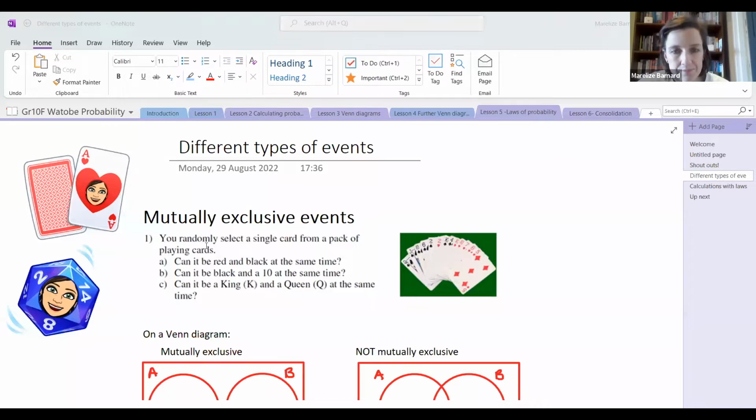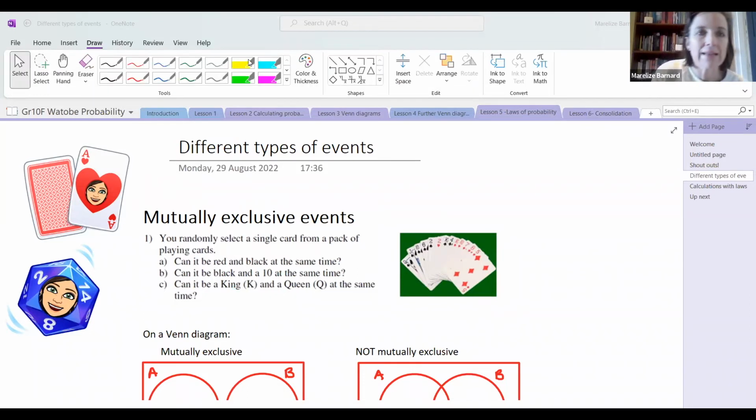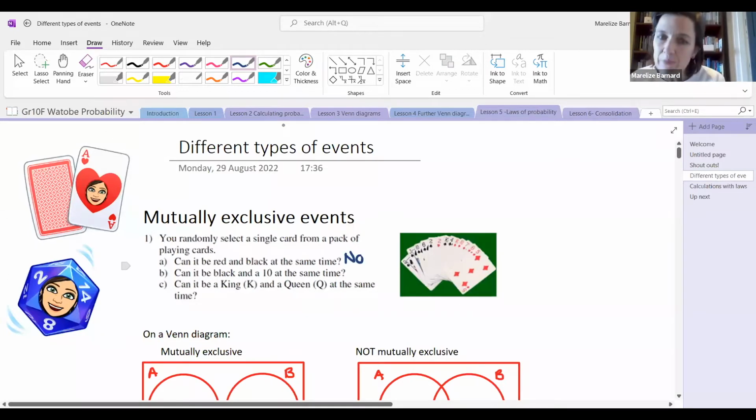Right, so let's think about this and be ready to pop answers in the chat. You randomly select a single card from a pack of playing cards. Now, we all know what cards look like, and we've got black cards and red cards, and we have diamonds and clubs and hearts and spades. So tell me, can a card be red and black at the same time? Pop it in the chat. Okay, you know your cards, which is good, because then you know that that is not possible. Nope, it is impossible. It can either be red or black.